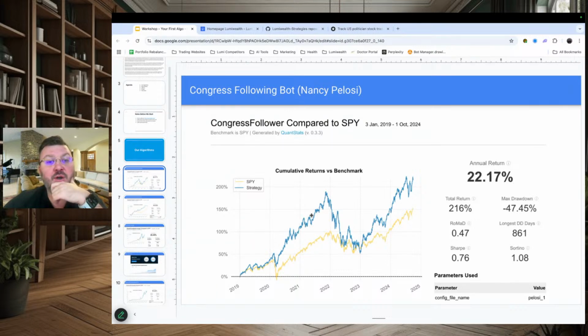You can see here on this graph in blue is Nancy Pelosi's bot. And then in yellow is S&P 500. So you see that we beat the S&P by quite a nice margin. Over here, we see the S&P would have been up about 150%, whereas this portfolio is up 216%. So quite a nice beat by Nancy Pelosi there, which is not surprising given how well she's been doing. She actually does even more stuff. She trades options and all that kind of stuff. This is simply following her stock portfolio.